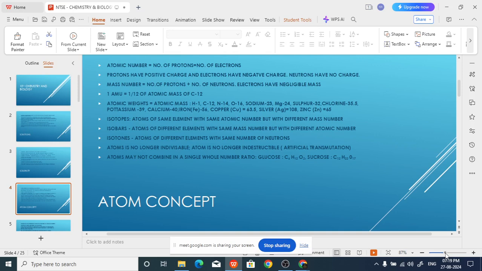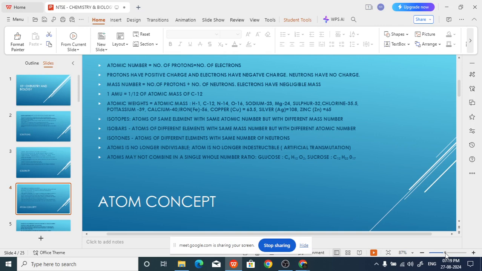Then mass number is equal to number of protons plus number of neutrons. Mass number is not in gram or anything like that. Electrons have negligible mass. These masses are calculated in AMU, atomic mass unit. 1 AMU is equal to 1 by 12 of the atomic mass of carbon. Carbon has many isotopes, but here we are taking carbon 12. So 1 by 12 of the atomic mass of carbon 12 is called 1 AMU.